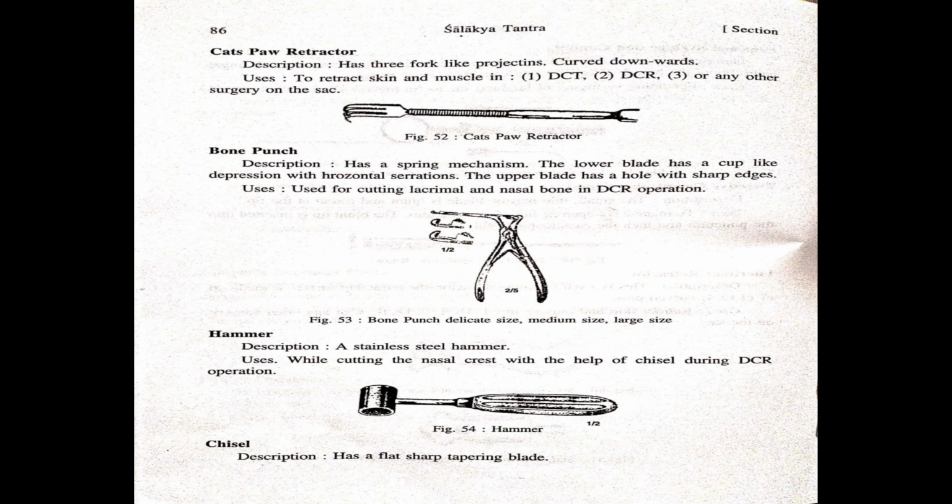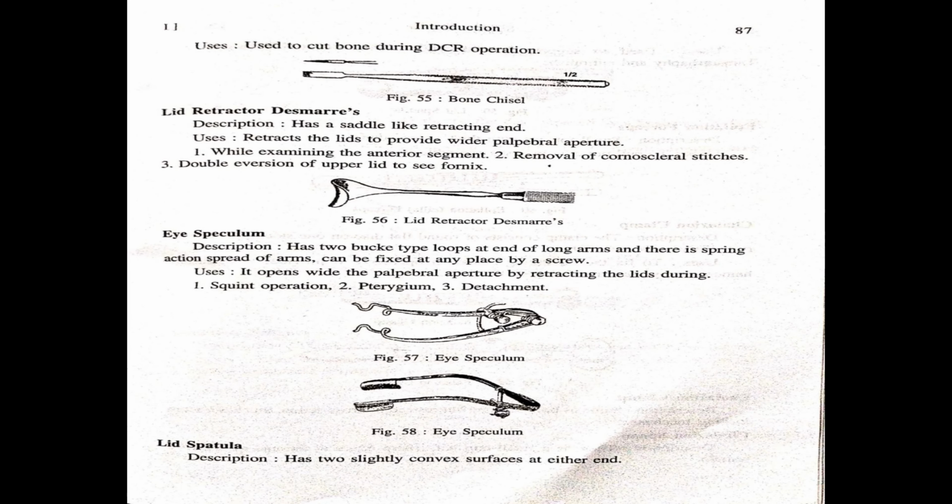Hammer. Description: a stainless steel hammer. Uses: while cutting the nasal crest with the help of a chisel during DCR operation. Figure 54, hammer. Chisel. Description: has a flat sharp tapering blade. Uses: used to cut bone during DCR operation. Figure 55, bone chisel.